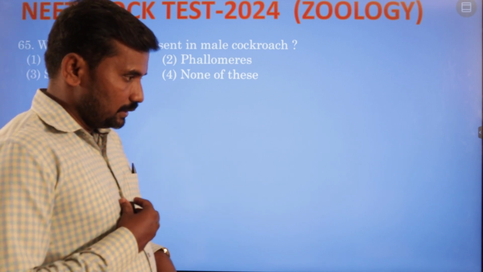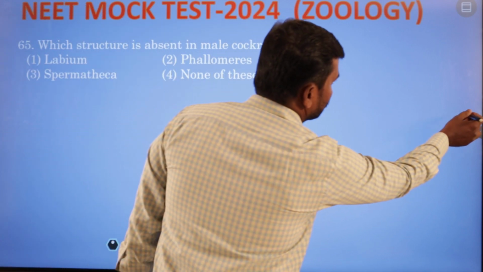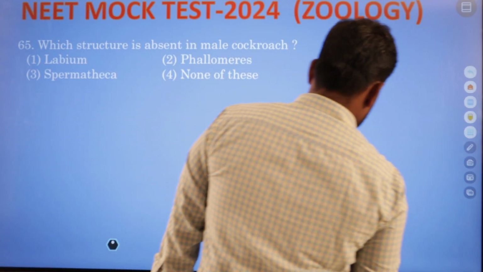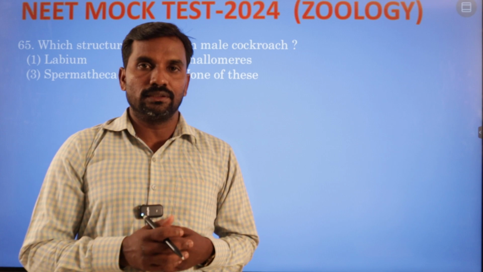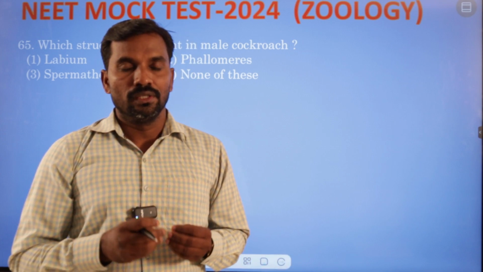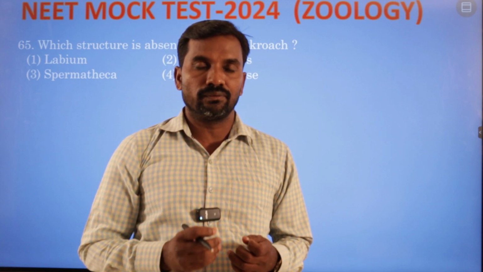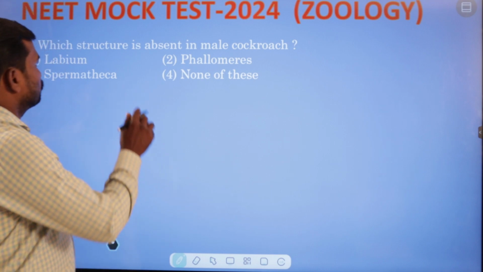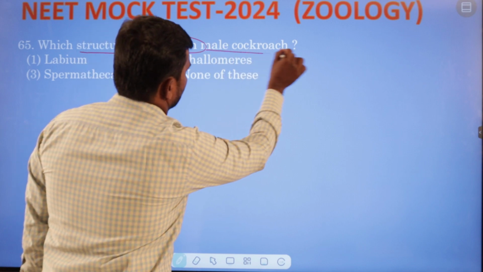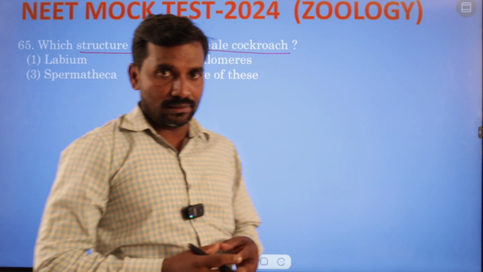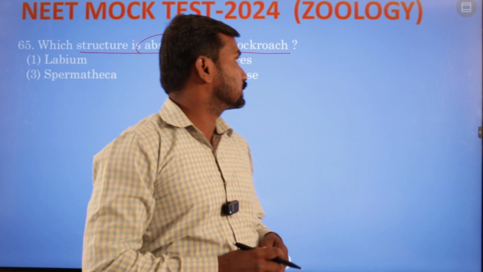Question number 65. This is a concept related to the structural organization of animals. We need to understand the structure of the basic tissues such as epithelial tissue, connective tissue, muscular tissue and neural tissue. We are going to give the complete anatomy of cockroach as well as frog. The question is about structures absent in the male cockroach. You know very well that the cockroach has sexual dimorphism. The male cockroach has separate features, and the female cockroach has separate features.